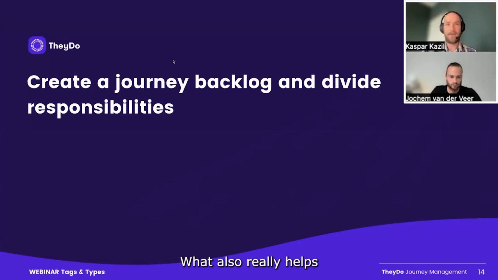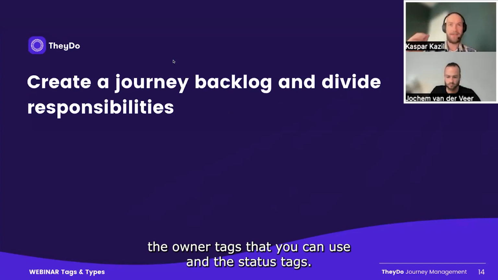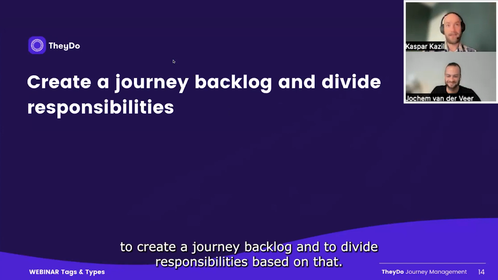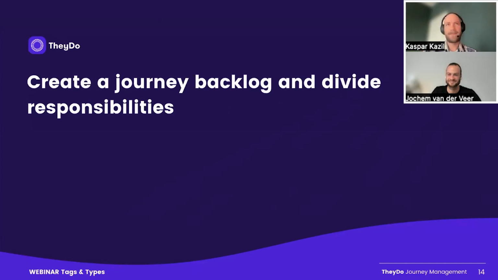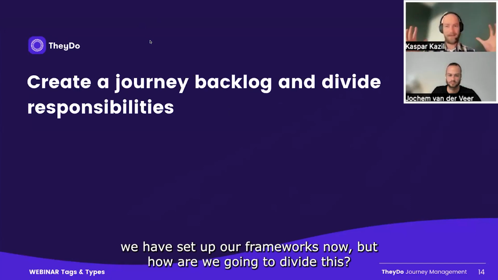What also really helps is a combination of the owner types, the owner tags that you can use, and the status tags. What those two little tags allow you to do is to create a journey backlog and to divide responsibilities based on that. So, a question that we often get is, well, great, we've set up our framework. Now what? How are we going to divide this?